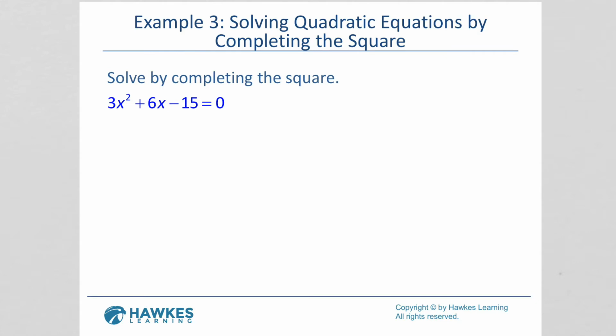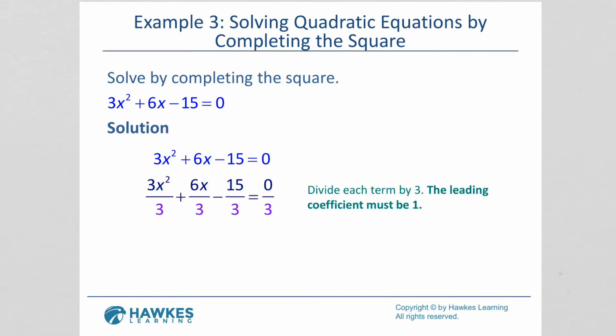Example 3, solve by completing the square. 3x squared plus 6x minus 15 equals 0. So here we need to make sure that we have a coefficient of 1 on our leading coefficient. So we're going to have to divide everything by 3. That's every single term on the left and on the right. That's going to leave us with x squared plus 2x minus 5 equals 0.